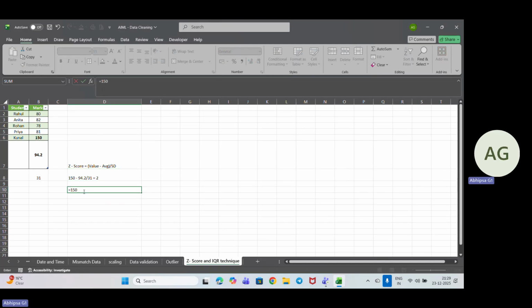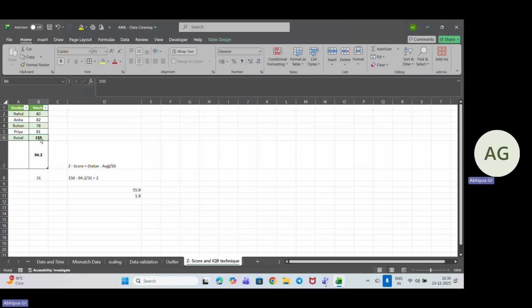So let's just calculate it. 150 minus 94.2 is coming around 55.8, right? Now we take 55.8 divided by 31. It is giving 1.81, around 2 only. So that is the reason we are saying it is closer to an outlier. But since it is not 3 or more, we can't say it is definitely an outlier, but this is somewhat suspicious.